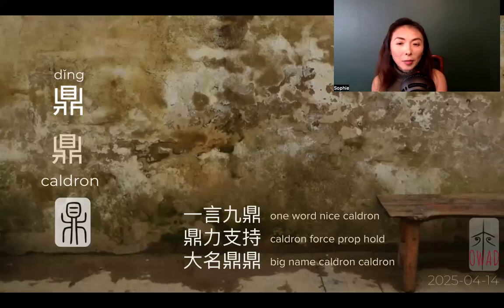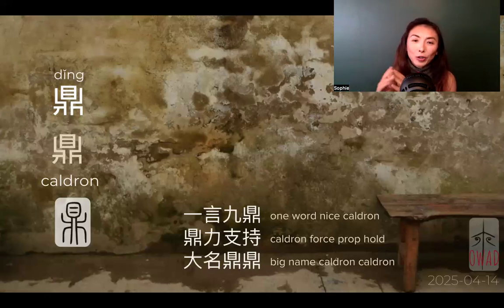And the 支持 is the support. And we use 支 prompt. And the 持 is hold. I'm going to prop you up. I'm going to hold your hands. Something like that to provide a support to you with the force to carry a cauldron.